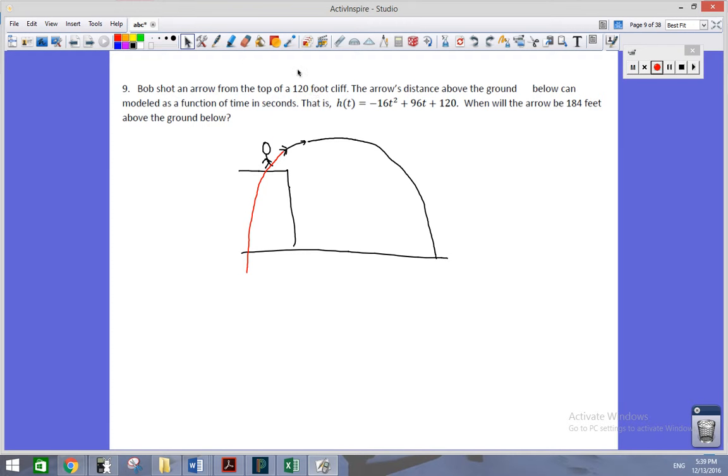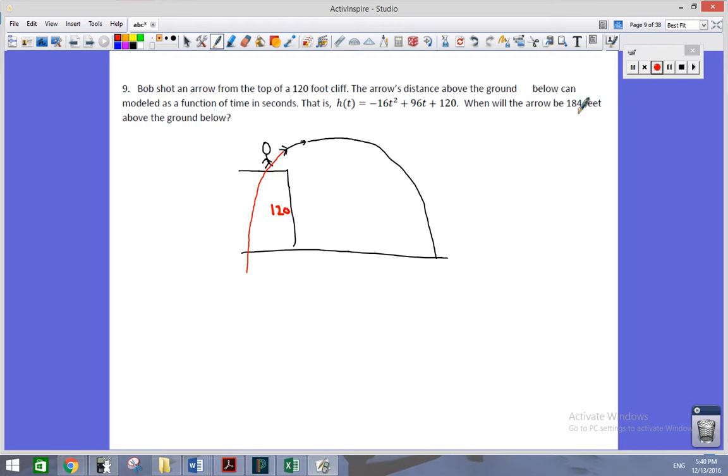Let's look at it a little bit closer. The cliff has a height of 120 feet, and the function h is the height of the arrow, t is the time after you shoot it. The arrow's distance above the ground can be modeled as a function of time in seconds. So after you shoot the arrow, you start a stopwatch, and as time passes, this arrow flies through the air and eventually starts to come down and hits the ground.